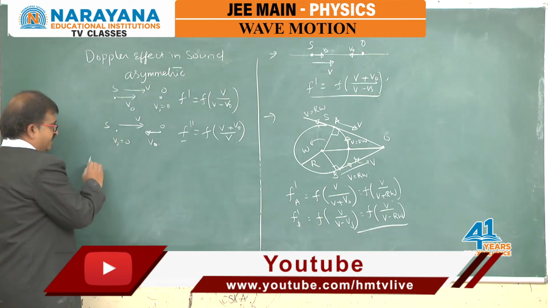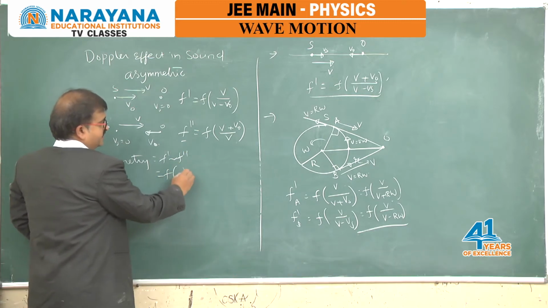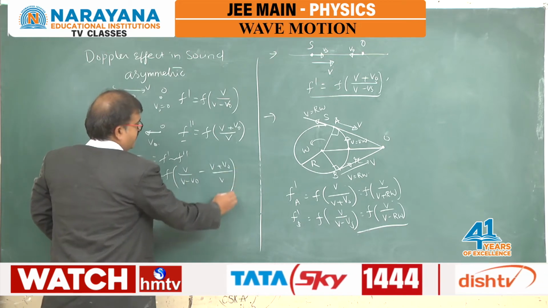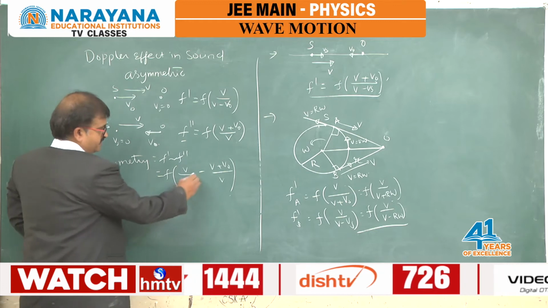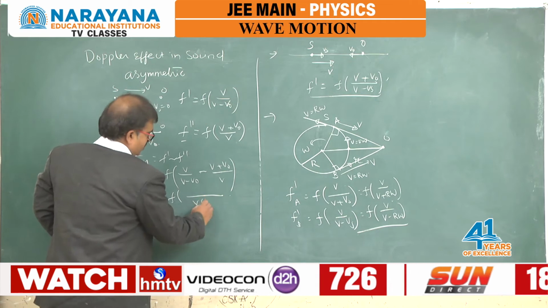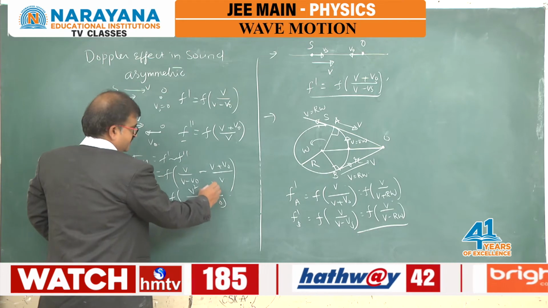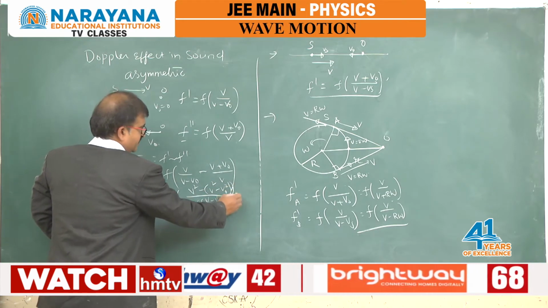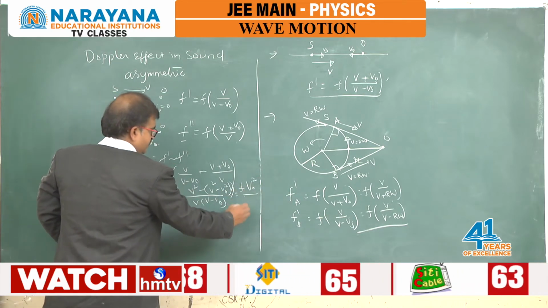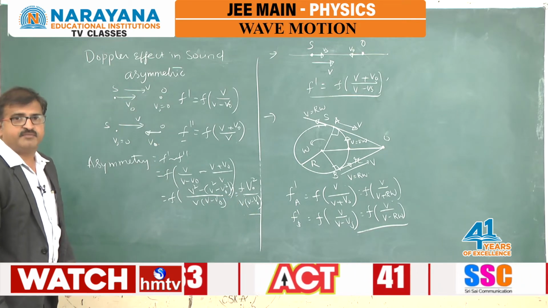And the measure of asymmetry, if you take, is f' differ from f'', that is f into [v by (v − v₀) minus (v + v₀) by v]. So this is the difference, and f times the denominator v(v − v₀). This is v² minus (v² − v₀²), which equals f into v₀² by v(v − v₀), which will be the measure of asymmetry.